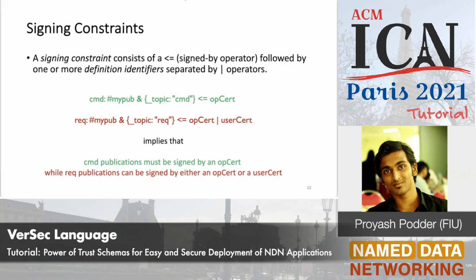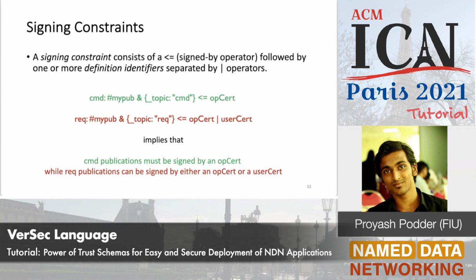If we look at the example, this is a command type of publication, and at the end, we see that it implies this command type of publication can be signed by the operator cert. This is a request type of publication, and this request type of publication can be signed by either an op cert or a user cert.